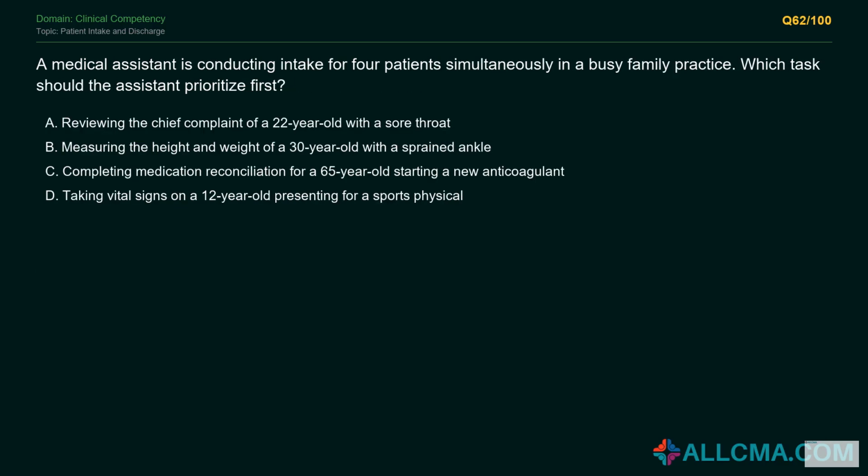Question 62. A medical assistant is conducting intake for 4 patients simultaneously in a busy family practice. Which task should the assistant prioritize first? Option A, reviewing the chief complaint of a 22-year-old with a sore throat. Option B, measuring the height and weight of a 30-year-old with a sprained ankle. Option C, completing medication reconciliation for a 65-year-old starting a new anticoagulant. Option D, taking vital signs on a 12-year-old presenting for a sports physical.